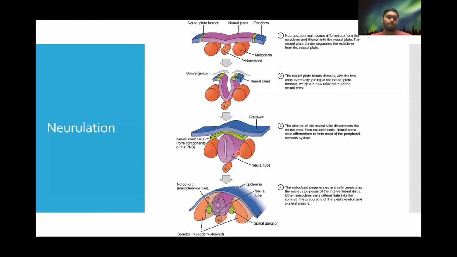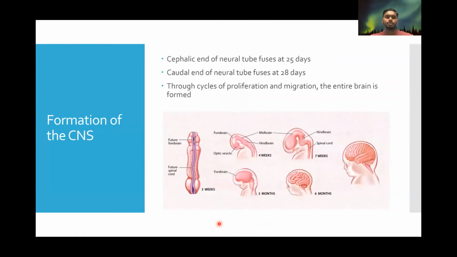Now, further folding and fusing of the edges will form the neural tube, as well as the separation of the neural crest cells. So at the end of this process, what we have is the ectoderm, or now it's called the epidermis, right? Then we have the neural tube, we have our neural crest cells, we have our mesoderm, which are somites. And if you guys remember, the paraxial mesoderm became the somites, which then became the vertebrae, as well as we have our notochord, right? Cool.